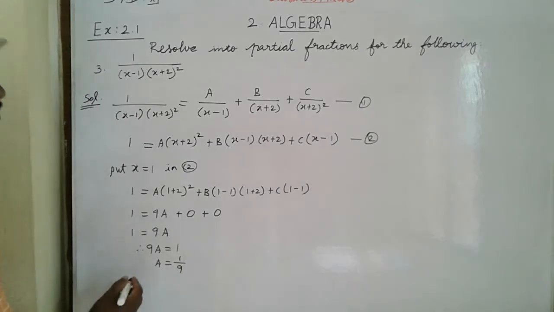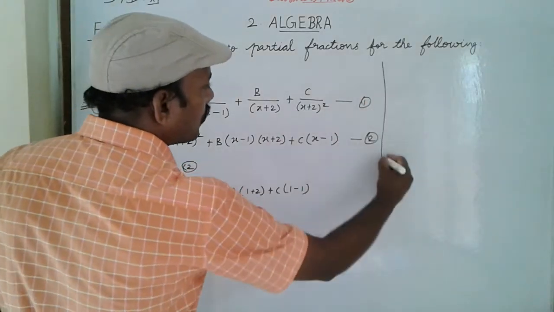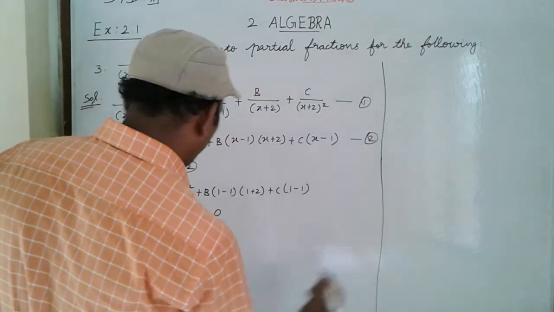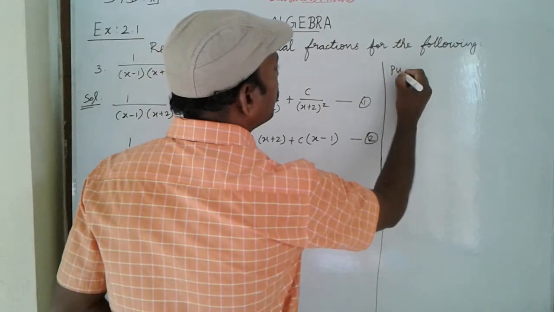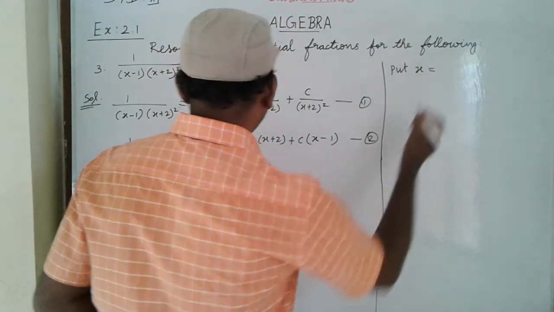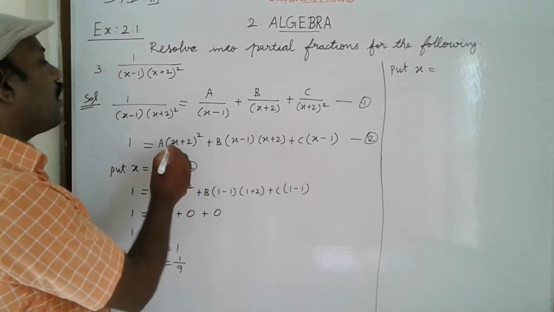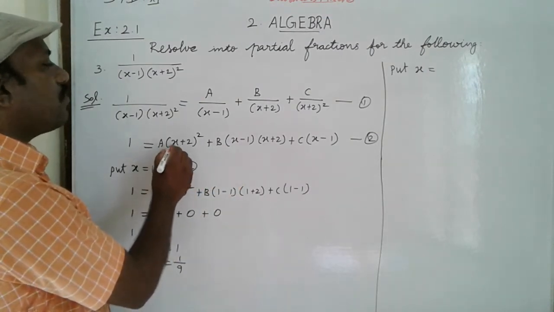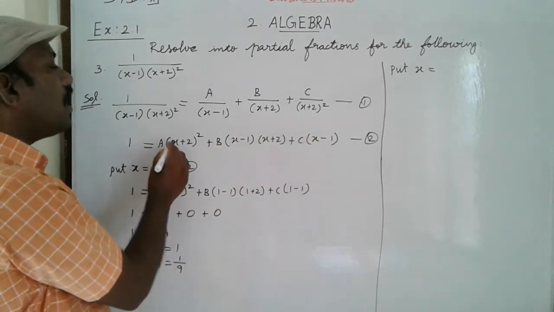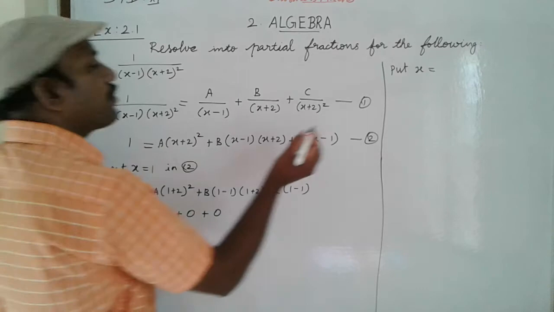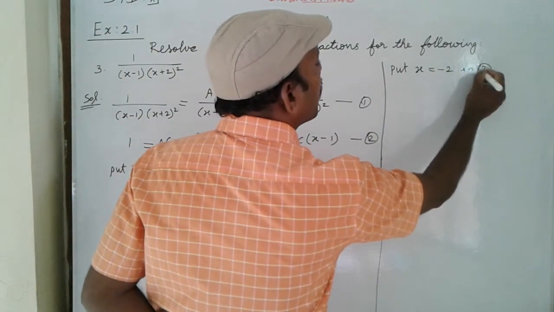This is the a value. Next we should find out the c value. Put x equal to minus 2 and substitute, then the terms cancel. So x equal to minus 2 in the second equation.